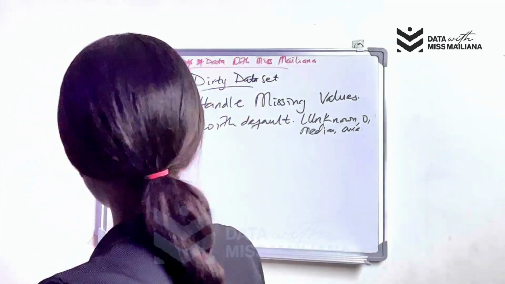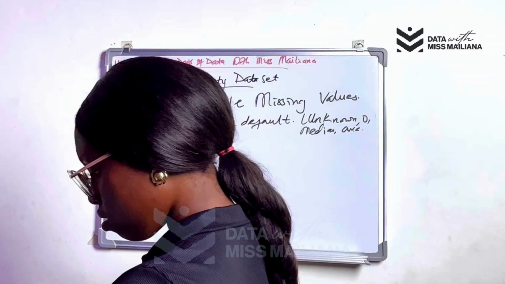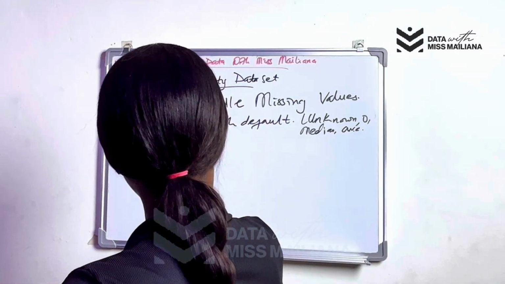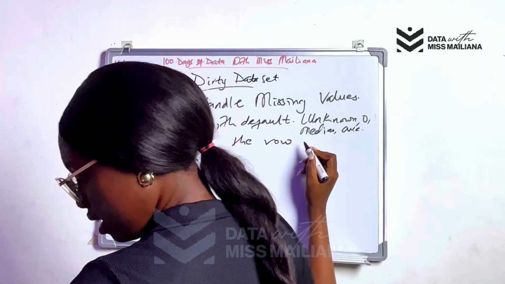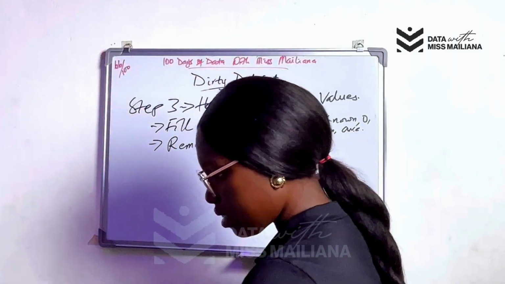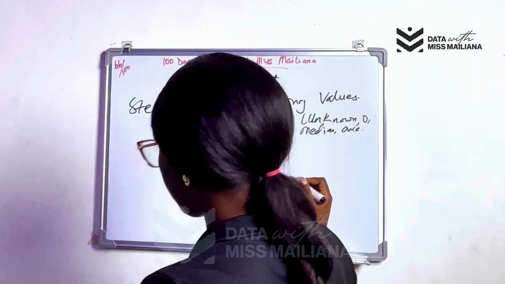Then the next thing is you can remove the row if the missing value makes the record useless.